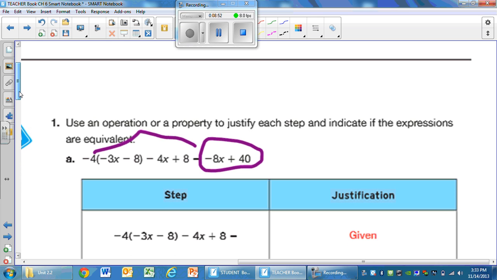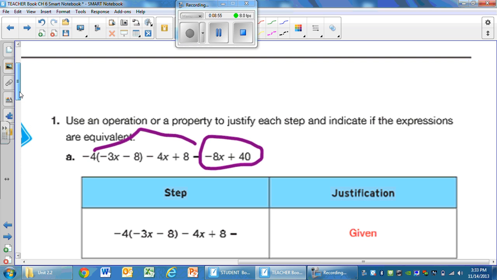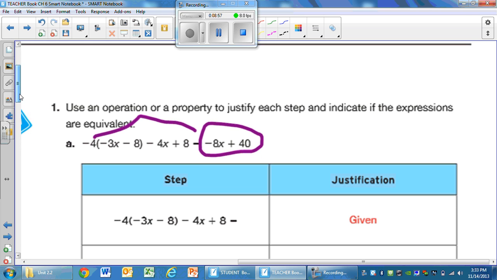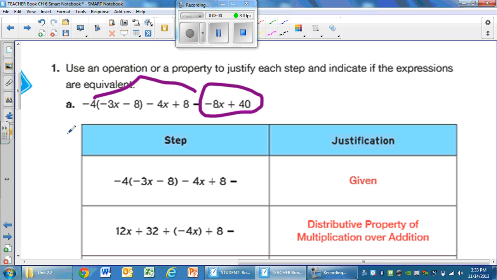So I start with the left side and I say, okay, it's given. So then what could I do as part of my simplifying process? The next step we could do is using the distributive property of multiplication over addition. I can do -4 times -3 is a positive 12, and 1 times x is an x. So -4 times -3x is 12x. Then I have -4 times 8, which is -32. So I would write minus -32, or minus -32 actually means plus 32.